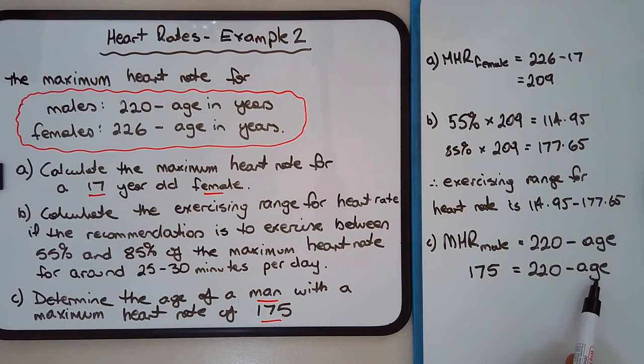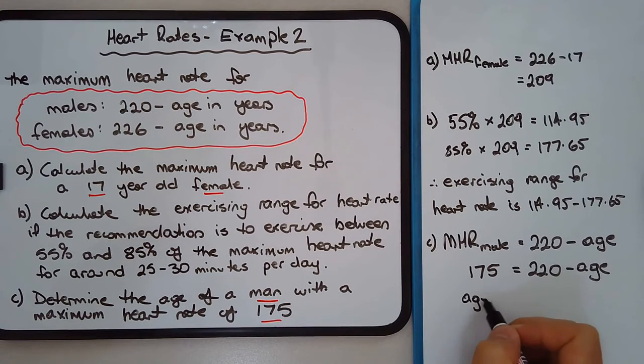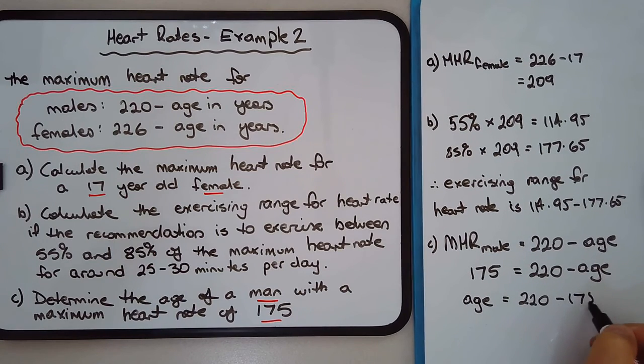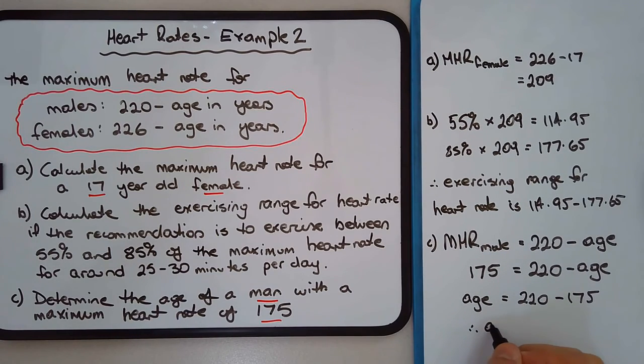What must the age be so that when you subtract it from 220 you get 175? We can rearrange this formula. So age is equal to 220 minus 175, and therefore the age of this person is 45.